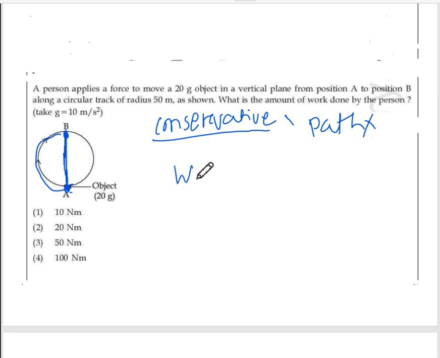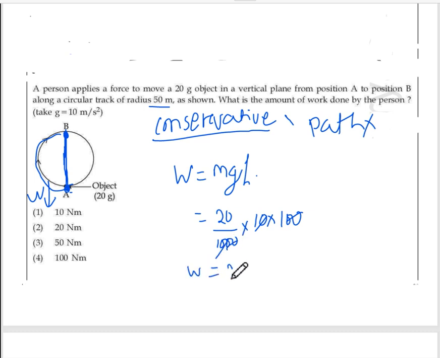So I can say that work done will be mgh, because the force acting on the object is downward, which is its weight. So the force is mg, and height h is the diameter of the circle. So 20 gram is given, so we take it to kg, it will be divided by 1000, into g given as 10. So h is 2 times its radius, which is 100. So 20 gets cancelled, 10 gets cancelled. So the work will be 20 Newton meter, which is option 2.